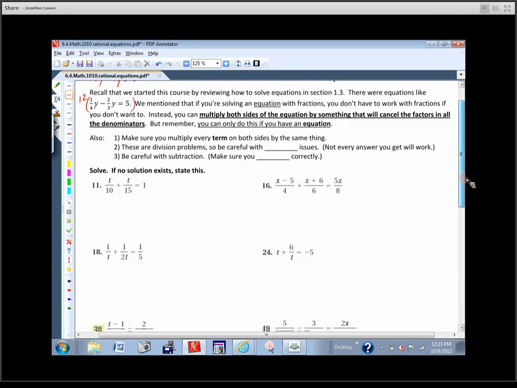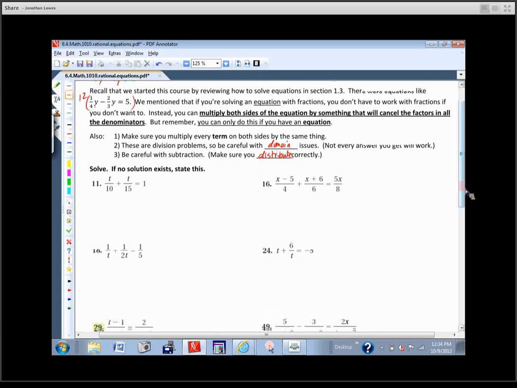Okay, so a couple things we want to be aware of. Make sure you multiply every term on both sides by the same thing. So just because that doesn't have a denominator doesn't mean we leave it out. Okay, these are division problems. So each one of these has a little division problem in it, at least somewhere. So you've got to be aware of any domain issues. There may be numbers that won't work when you plug them in. Okay? And you'd also want to be careful with subtraction. Make sure you distribute correctly. Okay? Put things in parentheses and stuff like that.